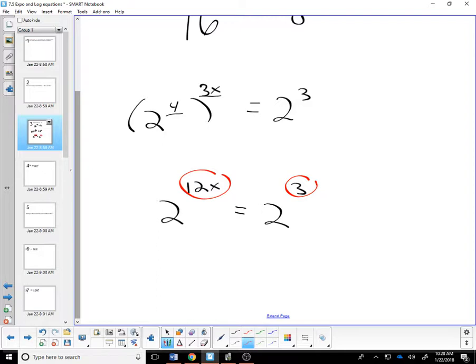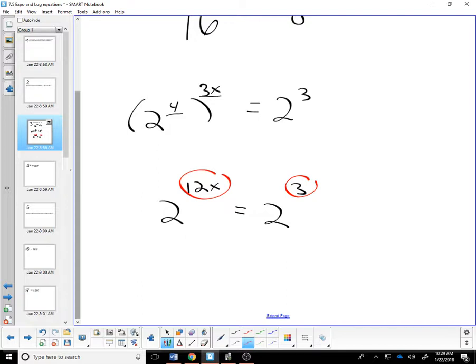They are the exponent, but if this is an equation, then what can we say about the 12x and the 3? They're equivalent. They're also the same, right? Look, the bases are the same, so both sides are really the same. That means that 12x is equal to 3. That's kind of weird, but that's okay, because all we're trying to do is figure out what x is supposed to be.